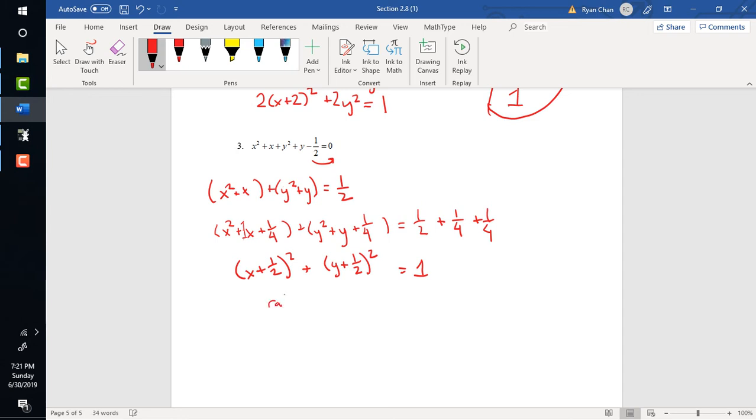So my radius is going to be just 1. Square root of 1 is 1. And then my center is going to be, remember, think opposite of what's inside. So it's negative 1/2, negative 1/2.